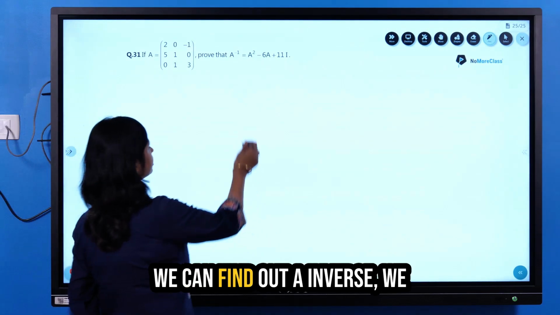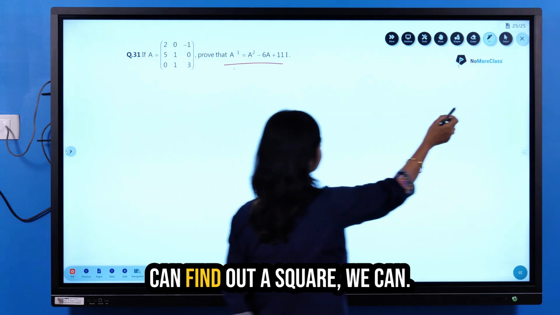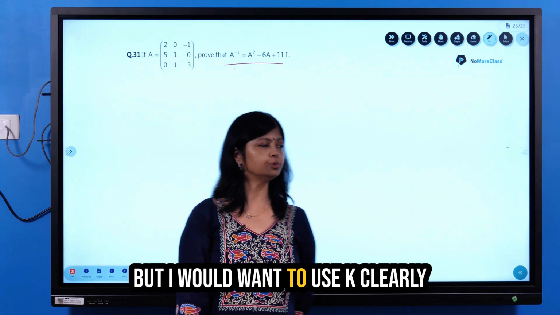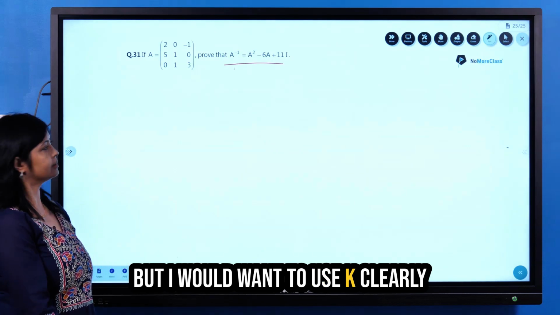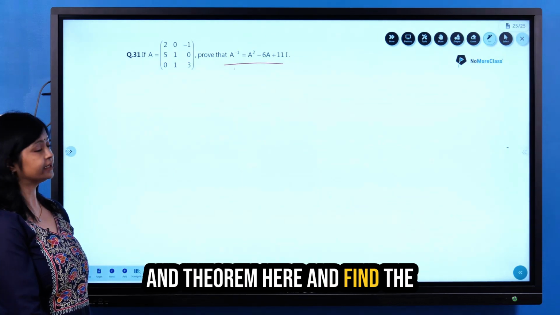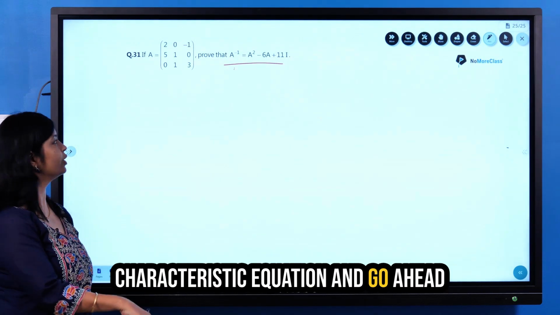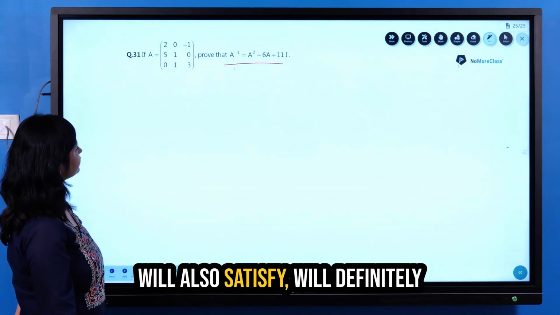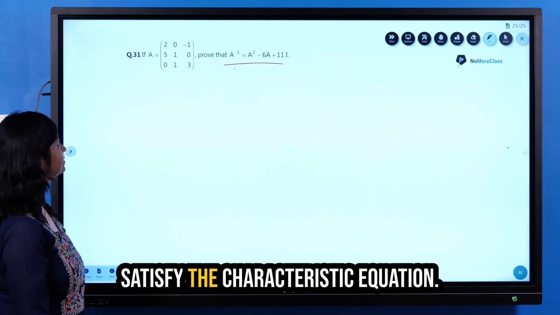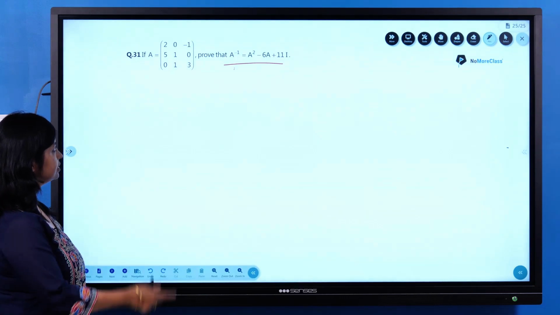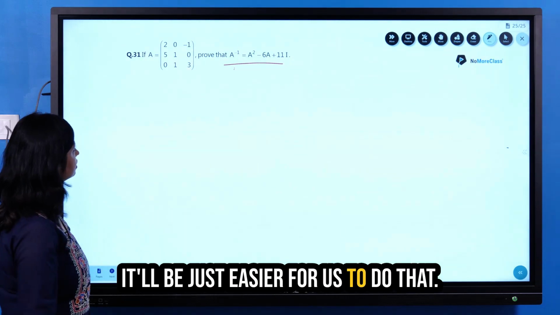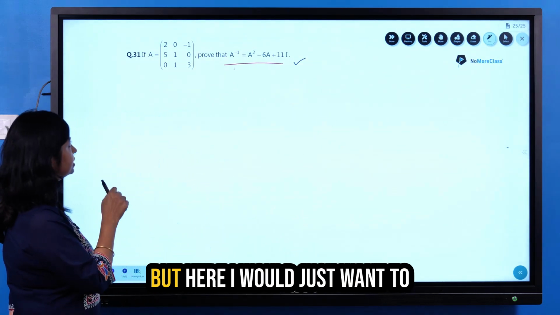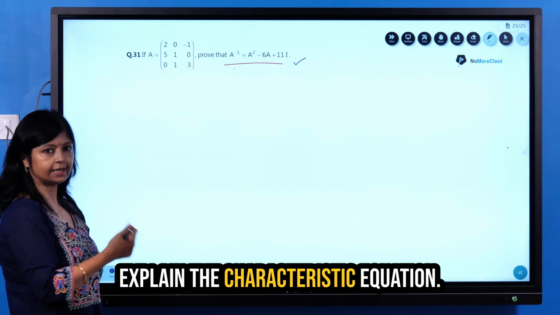We can find out A inverse, we can find out A square, we can go ahead and do that. But I would want to use the Cayley-Hamilton theorem here, find the characteristic equation and use the theorem that the matrix will definitely satisfy the characteristic equation. It will be just easier for us to do that. We can always do it like how we have been doing so far. But here, I would just want to explain the characteristic equation.